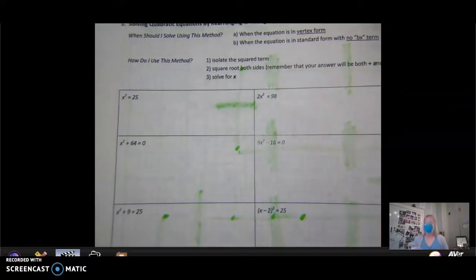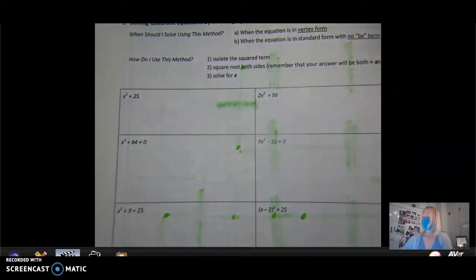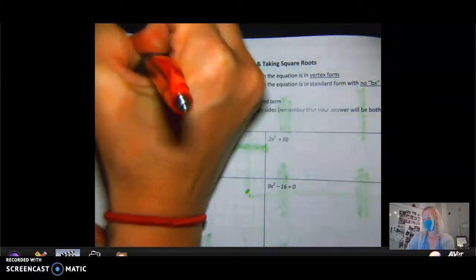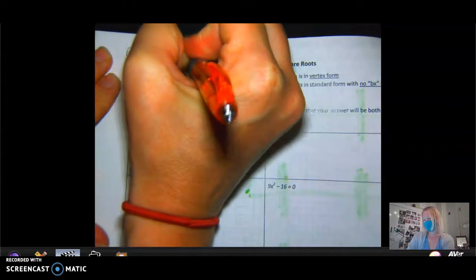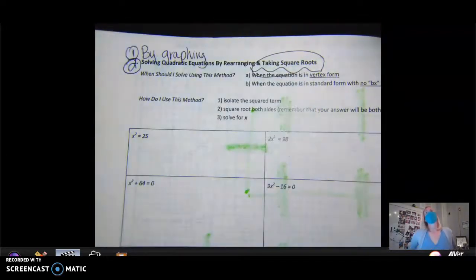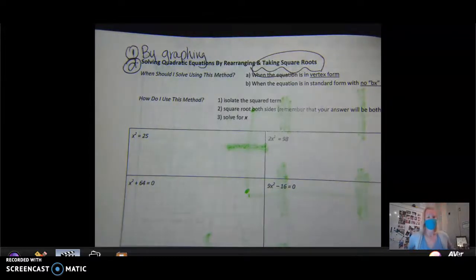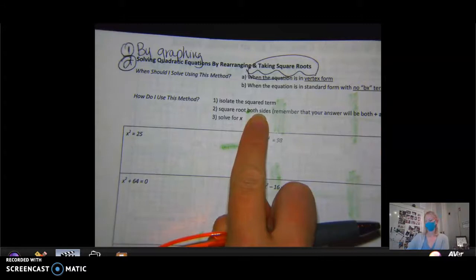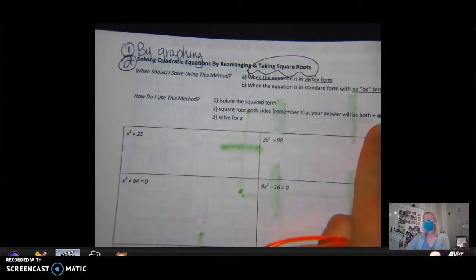The video is in Schoology. To the second method to solve quadratics. So first method was solving quadratics by graphing. The second method is by taking square roots. So how do I use this method? What do I do? I first need to isolate the squared term. Isolate means to get it by itself. Then I square root both sides. Remember that the answer will be a positive and negative. When you take the square root of something, you actually get 2 answers.